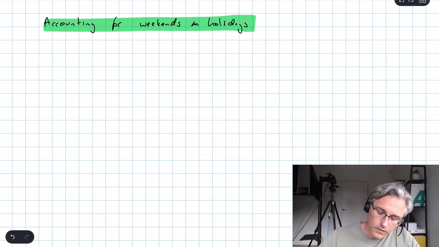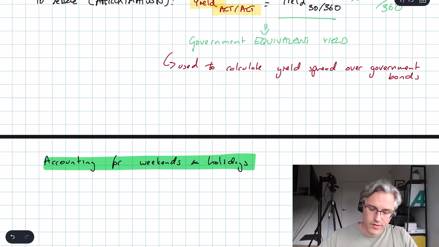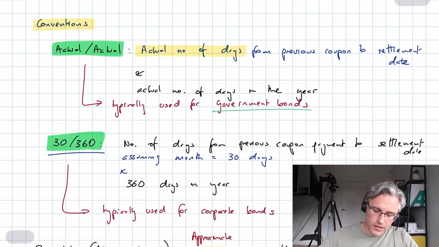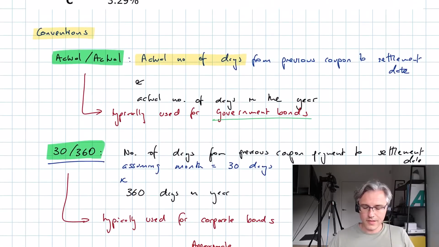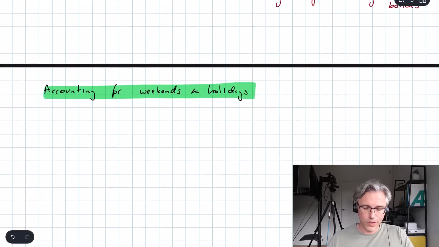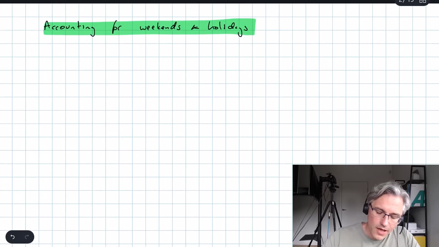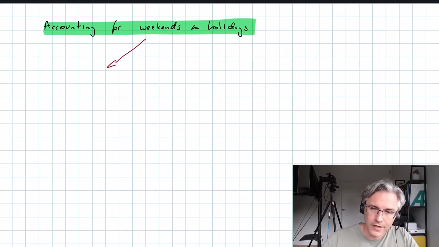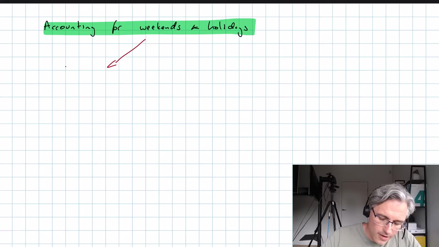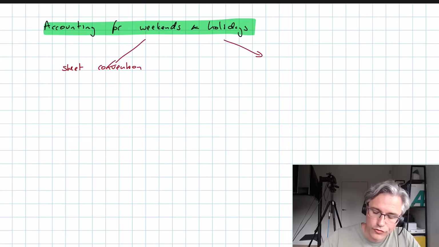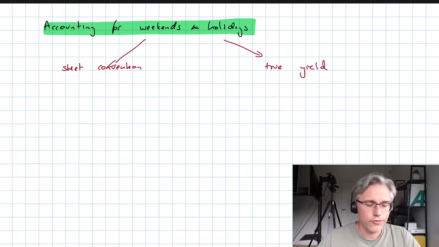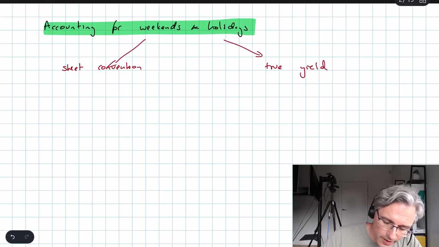Now, this is a separate split from the one we had over here. 30 by 360 or actual by actual is one split in terms of how we calculate yields or conventions, and then we've got another set of conventions. That's the street convention versus the true yield computation, which is once again the true yield. Even though it says yield, it's actually a convention.